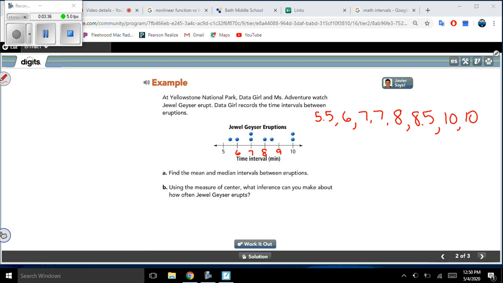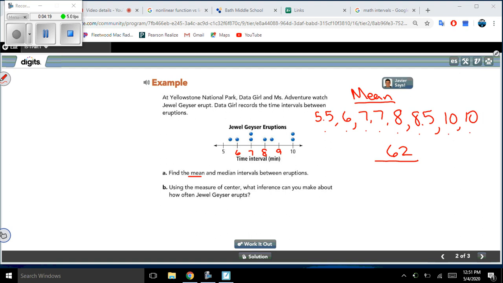Okay, so the first thing it says is we want to find the mean. With the mean, what are we going to do? We're going to add all those guys up. So I take 5.5 plus 6 plus 7 plus 7 again plus 8 plus 8.5 plus 10 plus 10 one more time, and I get a total of 62. We're calculating the mean right here in red. I take that 62 and divide by the number of data points, which is 1, 2, 3, 4, 5, 6, 7, 8.